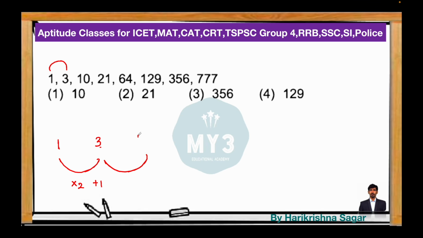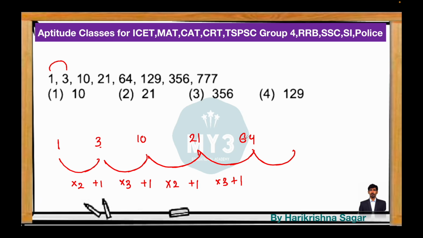Next, 3 becomes 10. How are we getting 10? 3 into 3, 9 plus 1 is 10. Again 21. How are we getting 21? 10 into 2, 20 plus 1. And next 64. How are we getting 64? 21 into 3 plus 1. Next, 64 will be into 2 plus 1. 64 into 2, 128 plus 1, 129. And next it should be the into 3 plus 1 pattern.